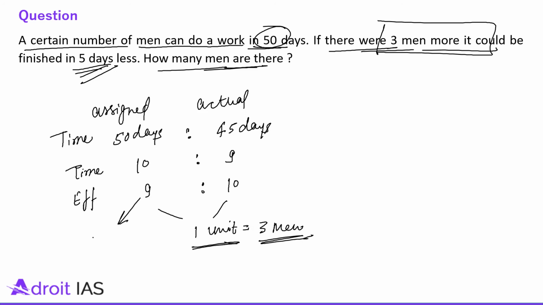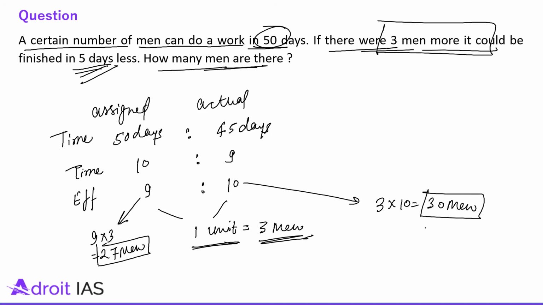So 9 units is equal to 9 into 3. So this is 27 men, right? And 10 units is equal to 10 into 3. So this is 30 men, right? So, you know friends, it was initially assigned to 27 men, right? But 30 men worked on it and they finished the work in 45 days only, right? This is the data actually.